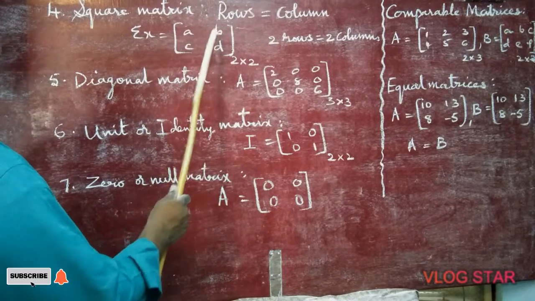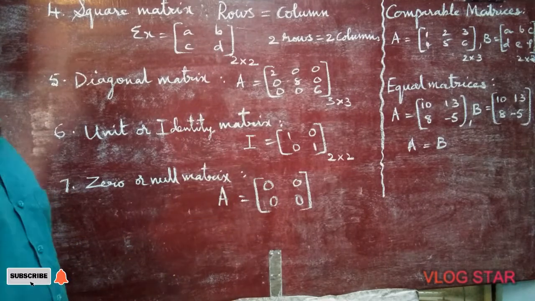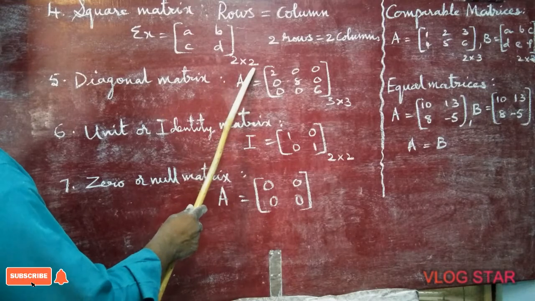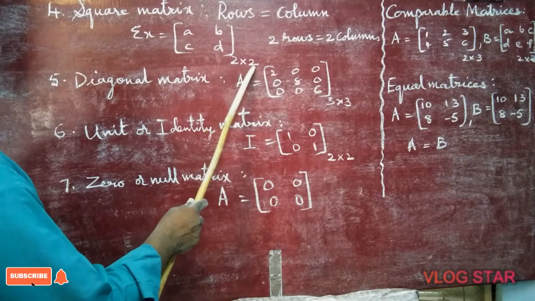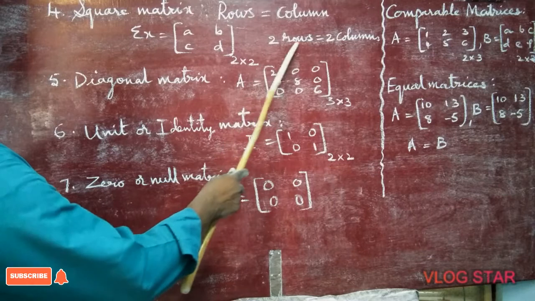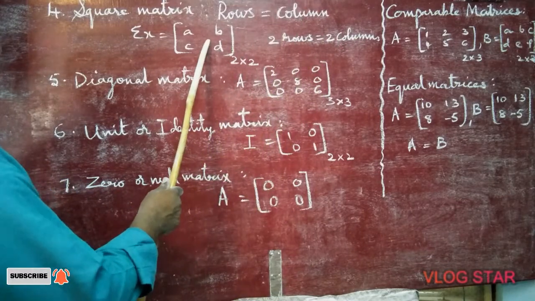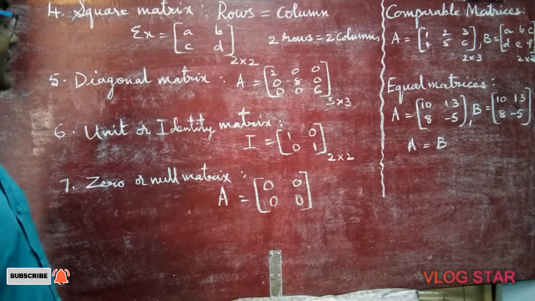Example: A, B, C, D. That is the way of reading a matrix. It is a 2 by 2 matrix. 2 rows, 2 columns. First rows will come, then columns. So 2 rows is equal to 2 columns. When you see like this, we call it a square matrix.